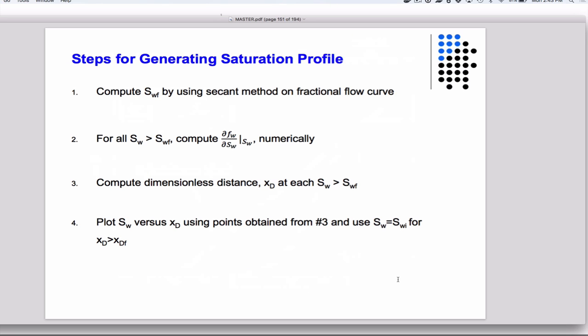So we're going to compute the saturation of the front first. You know where it is via the secant method on the fractional flow curve. And then for all saturations greater than the saturation of the front, you run through the procedure. You compute an X and an S via the differentiation of the fractional flow curve with respect to saturation. So you perform the previous procedure, it's just now you stop when you get to the saturation of the waterfront. And then you know that there's a straight line down to the initial saturation.